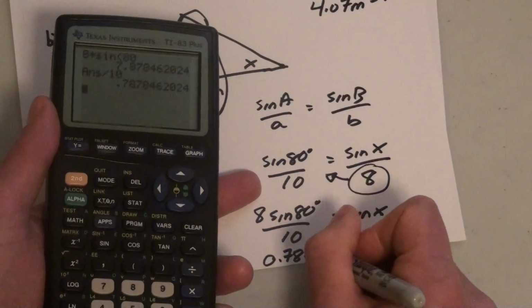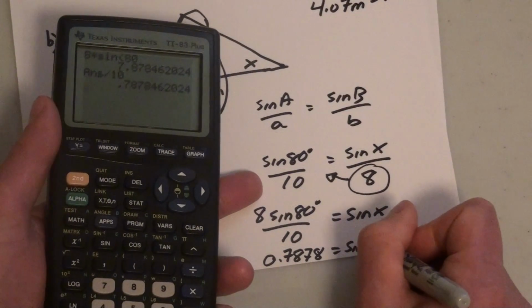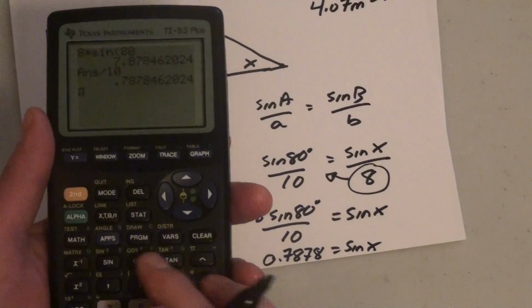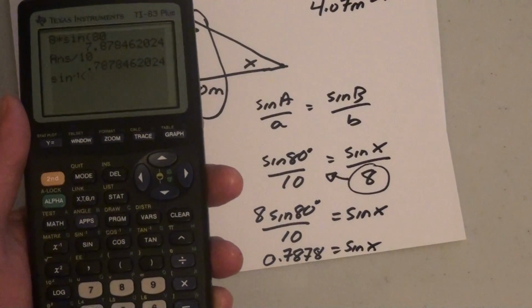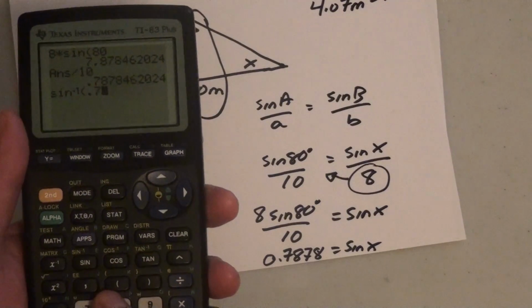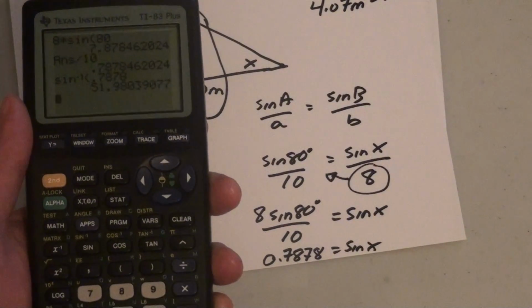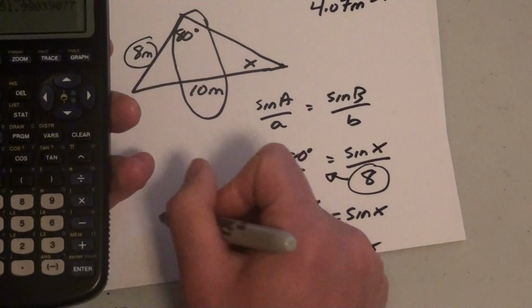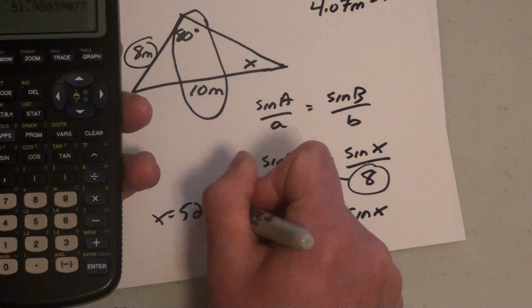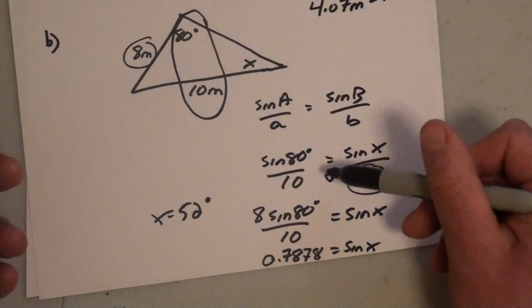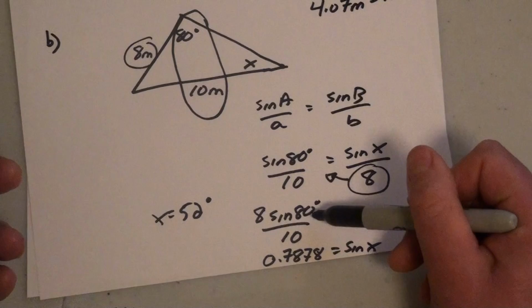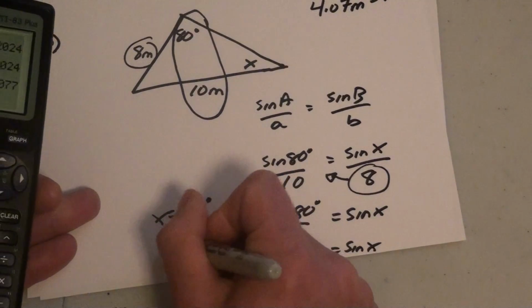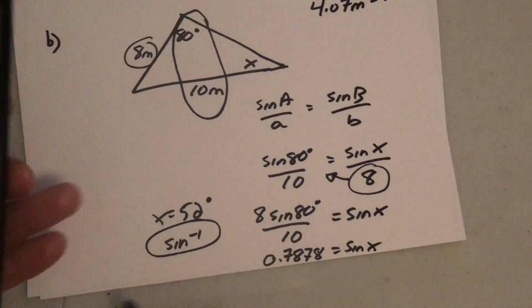0.7878 equals sine x. Now that's not the angle. I need at this point to do sine inverse to find the angle. Put that decimal in, 0.7878, and hit equals again, and it will give you your answer, which in this case is 52 degrees. So you put it in your calculator, hit equals after you put the top in, then divide, and it'll give you your decimal. Then you need to use your sine inverse button to finish it off because it's an angle that you're actually finding.